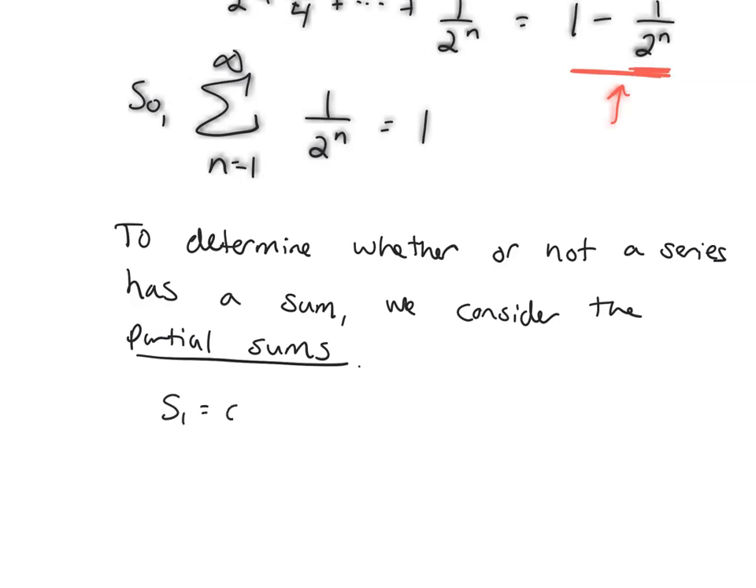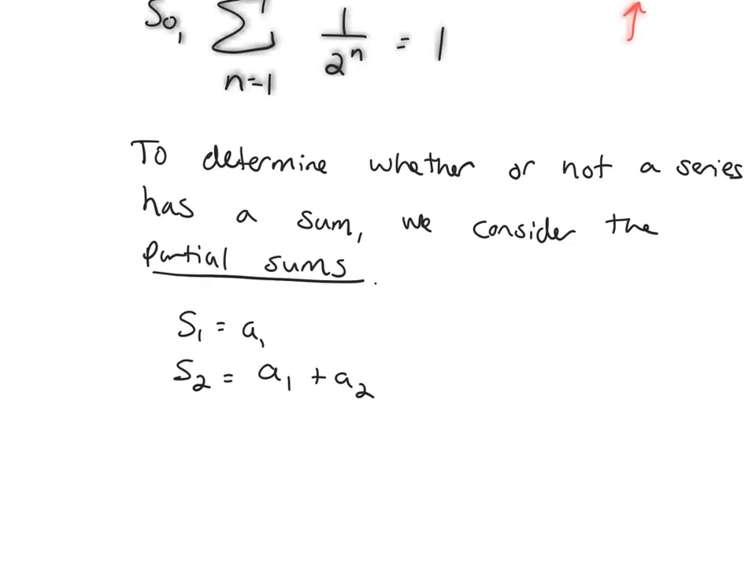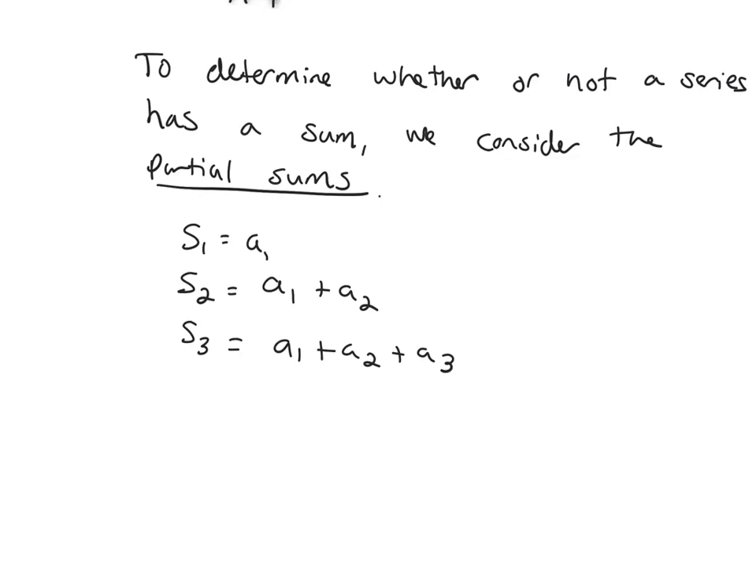So in general, S1 is just the first term in your sequence. S2, my second partial sum, is A1 plus A2. S3 was A1 plus A2 plus A3. And in general, S sub n is the sum of the first n terms, which you can write with summation notation if you want, the sum from i equals 1 to n of a_i.